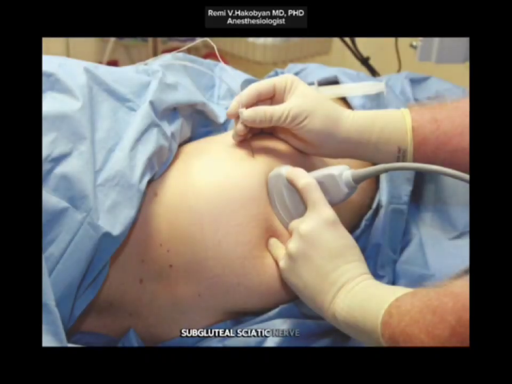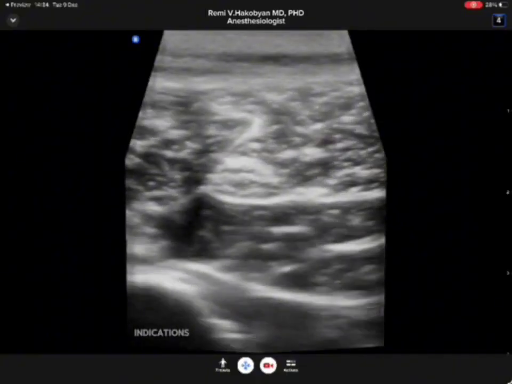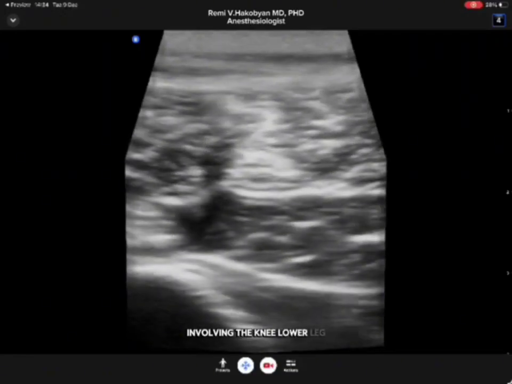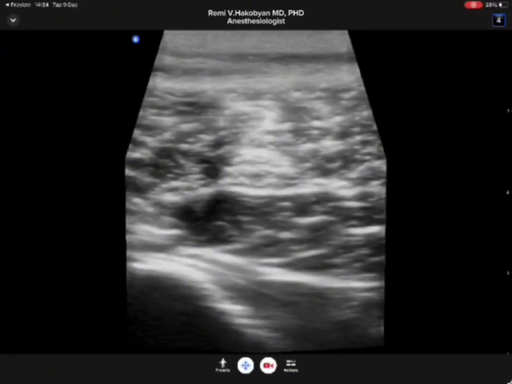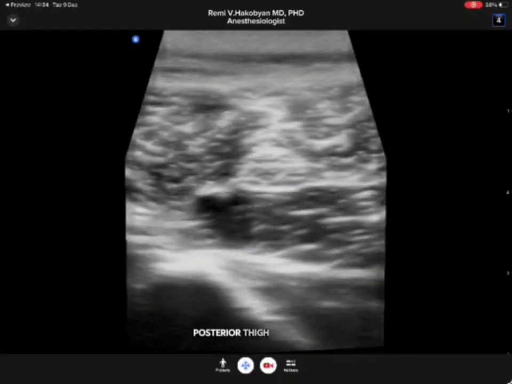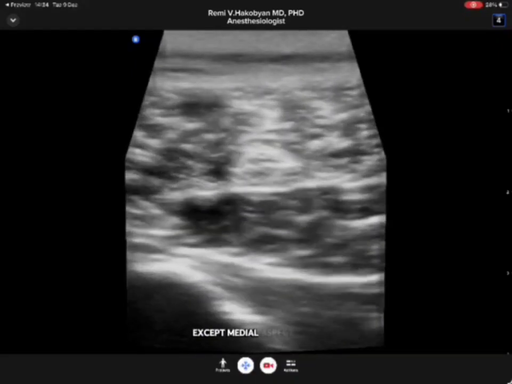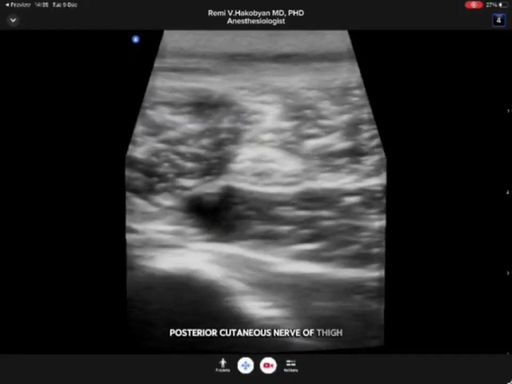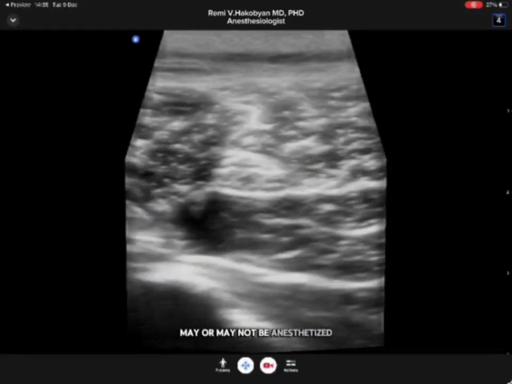Subgluteal sciatic nerve block. Indications: used for surgeries or pain management involving the knee, lower leg, ankle, and foot. Block distribution: sensory block of the posterior thigh, lower leg except the medial aspect, and foot. The posterior cutaneous nerve of the thigh may or may not be anesthetized.